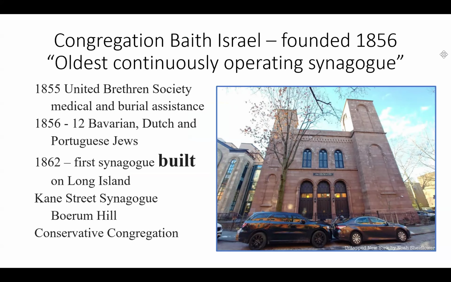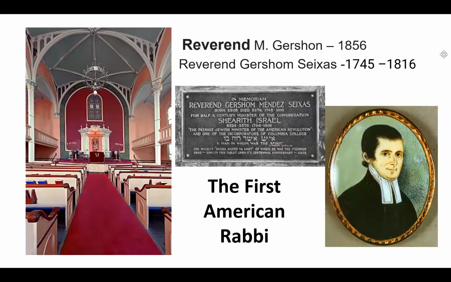Congregation Beit Israel, founded 1856. This claims to be the oldest continuously operating synagogue. As people would move, they would establish a synagogue and then they would move someplace else. But this was the continuously operating synagogue in the same building. And this was a mixture of Bavarian, Dutch, and Portuguese Jews. They built their synagogue in 1862, just in the middle of the Civil War, on Long Island. And gradually, the Jewish community of Brooklyn was growing.